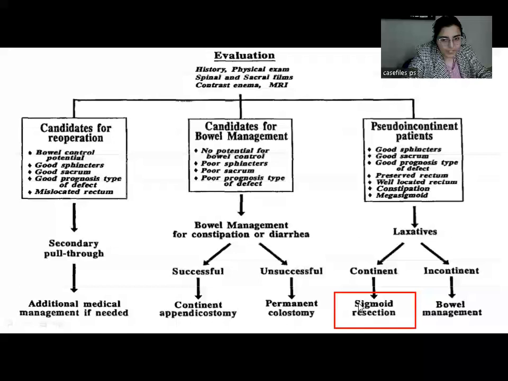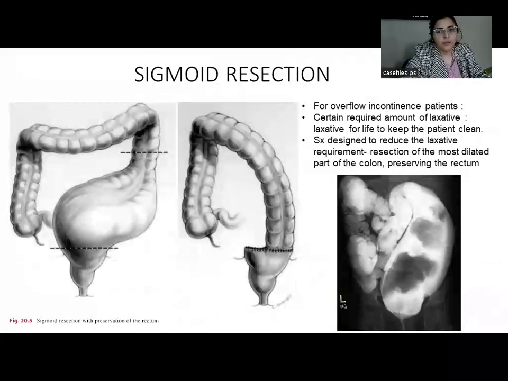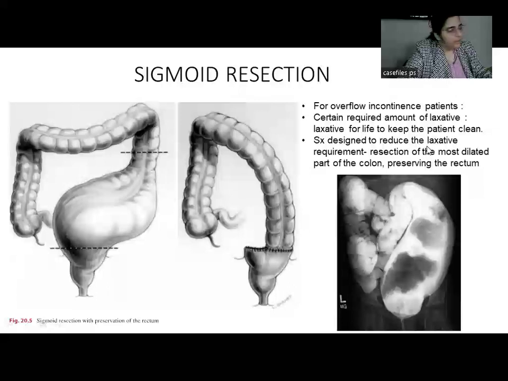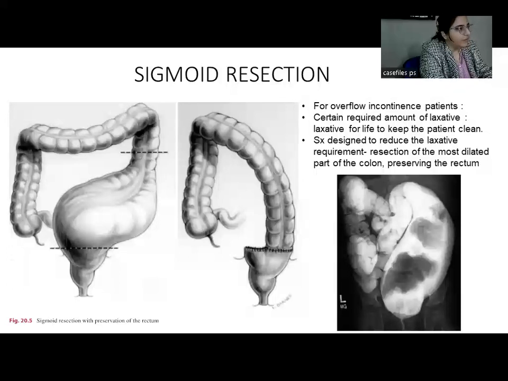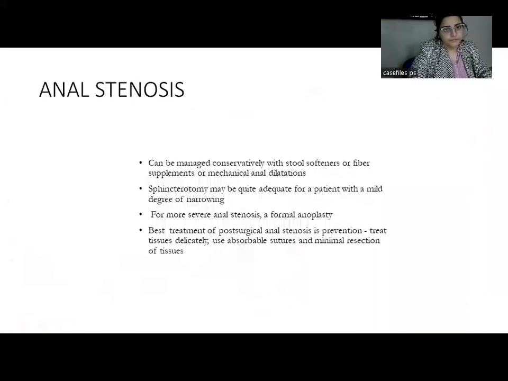Now, for the third group of patients, who are pseudo-incontinent, who basically are constipated and have a megarectosigmoid. In these patients, we can offer the parents either to keep the child on laxatives for a long time or maybe for life, and that will help make sure that the child is clean. Or we can advise the resection of this megarectosigmoid with the preservation of the rectum. In these cases also, this will help in achieving continence for these patients.